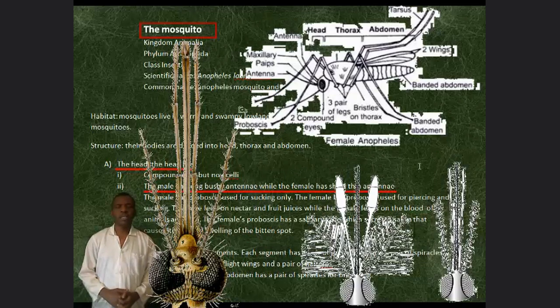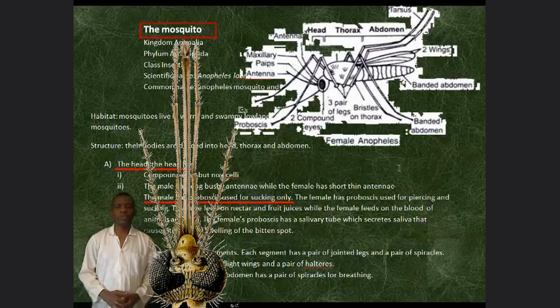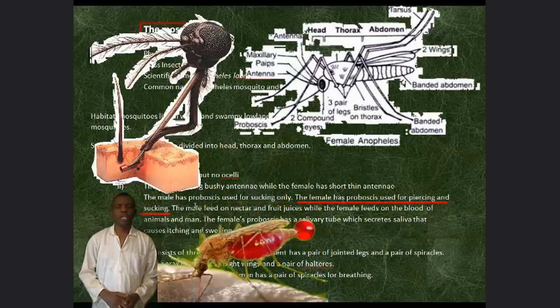The male has long bushy antennae while the female has short thin antennae. The male has a proboscis used for sucking only. The female has a proboscis used for piercing and sucking. The male feeds on nectar and fruit juices, while the female feeds on the blood of animals and man. The female's proboscis has a salivary tube, which secretes saliva that causes itching and swelling of the biting spot.